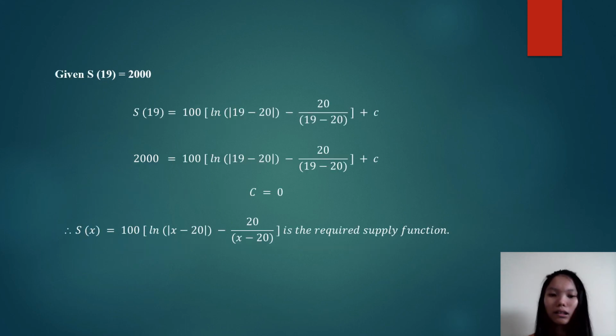To find C, we need to use the information provided, which stated that the company will sell 2,000 cedar at the price of $19,000. So we can write it as S(19) equals 2,000. We use the supply function, substitute x equals 19, and we obtain that C equals 0. So in conclusion, S(x) equals 100 times (ln|x minus 20| minus 1 over (x minus 20)) is the supply function.